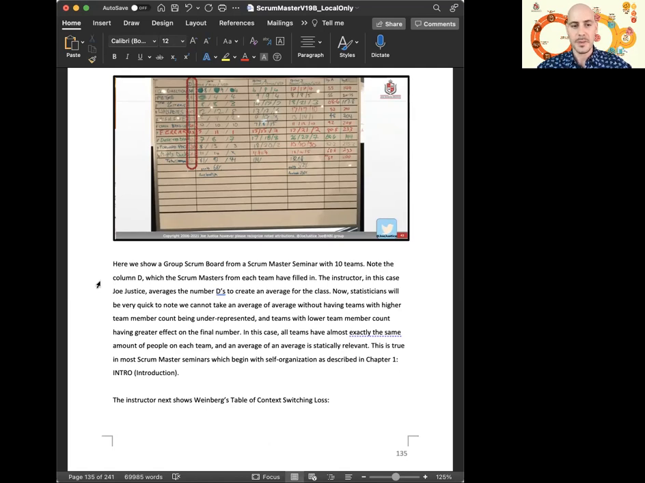Now, statisticians will be very quick to note we cannot take an average of an average without having teams with higher team member count being underrepresented and teams with lower team member count having greater effect on the final number. In this case, all teams have almost exactly the same amount of people on each team, and an average of an average is statistically relevant. This is true in most Scrum Master seminars, which begin with self-organization as described in Chapter 1, Introduction.